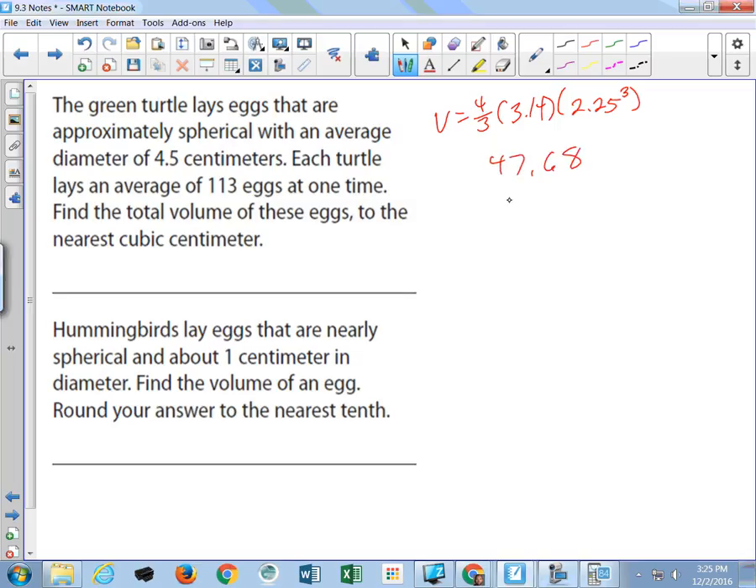Now we need to multiply that times 113. So times 113, 5,388.8 centimeters cubed. Okay, should have the hang of this by now. Get started on your homework, front and back, due on Tuesday.